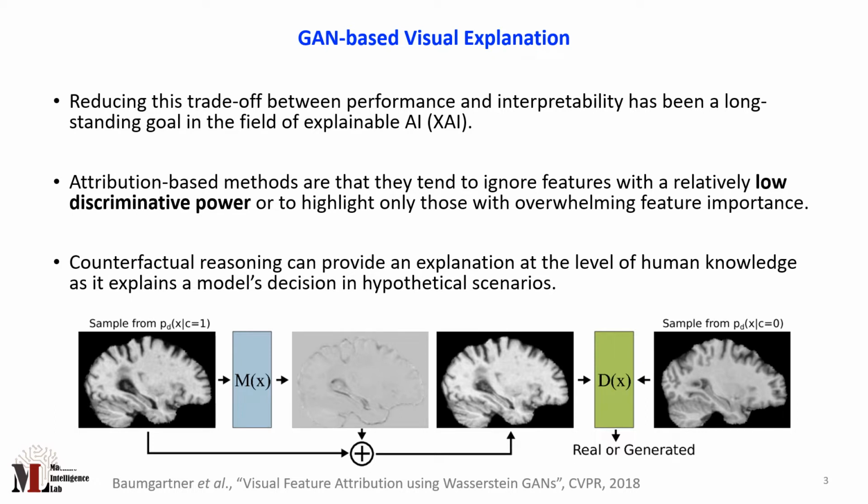Accordingly, as GAN-based visual explanation-related methods were presented, counterfactual reasoning was proposed that could not only generate a more realistic attribution map, but also explain the model's decision making in hypothetical situations. For example, as shown in the figure below, counterfactual reasoning is a method that provides a visual map that explains where and how the brain with Alzheimer's disease needs to be changed in order to be classified as mild cognitive impairment.